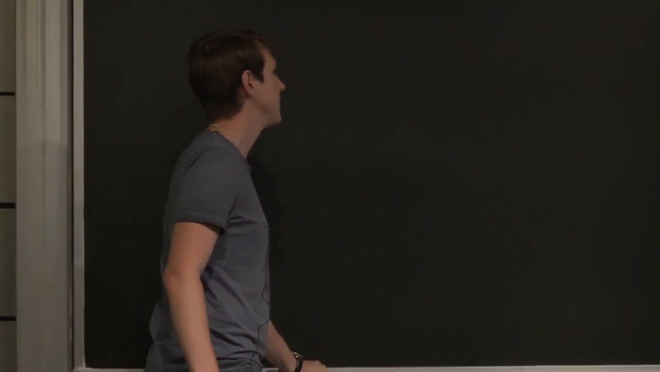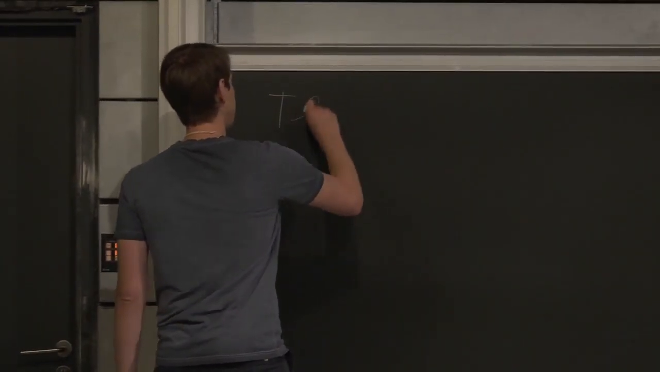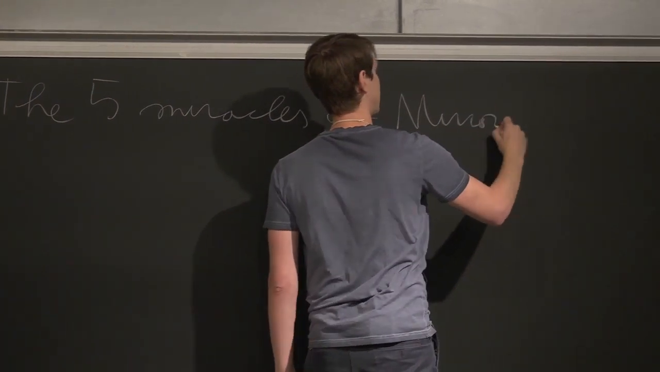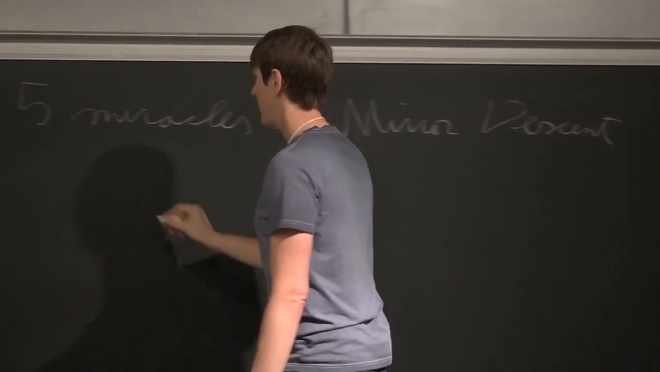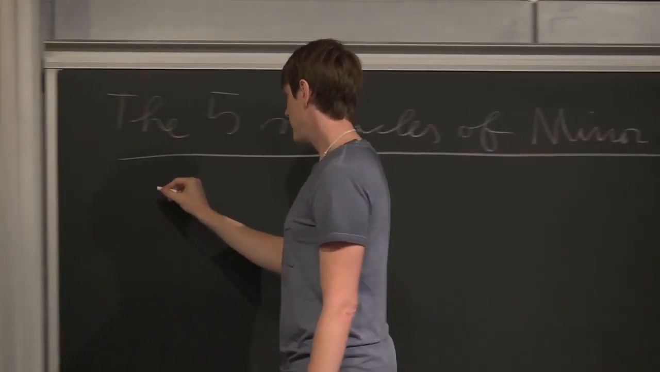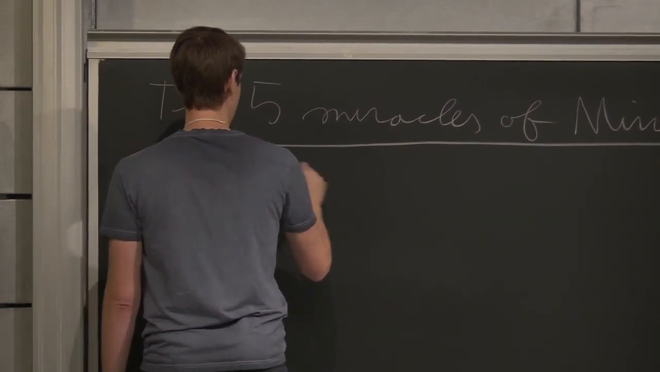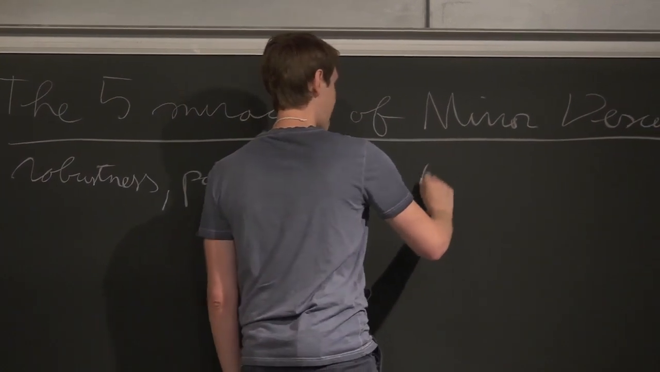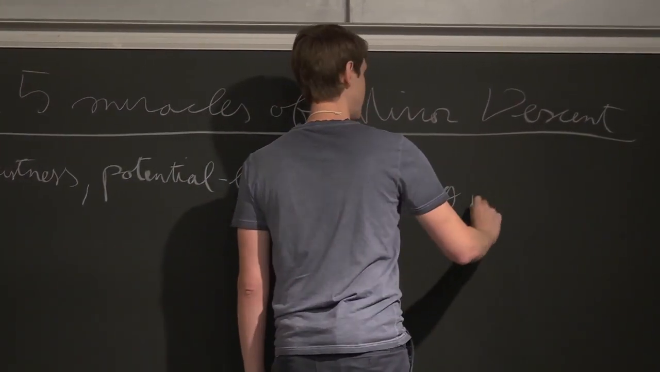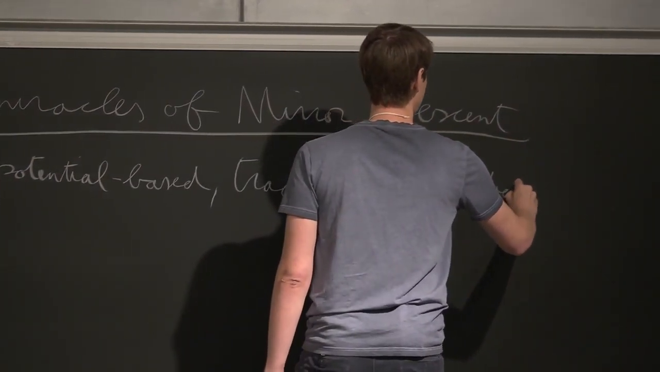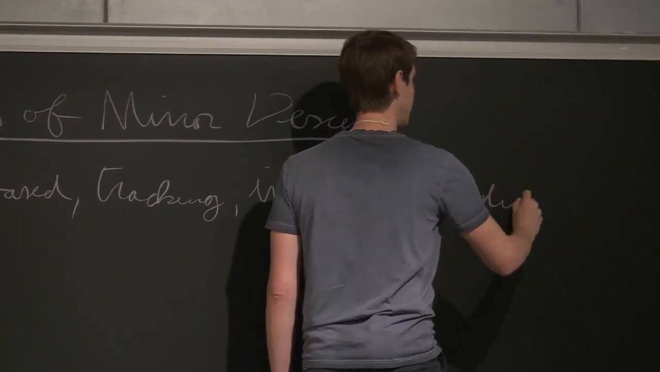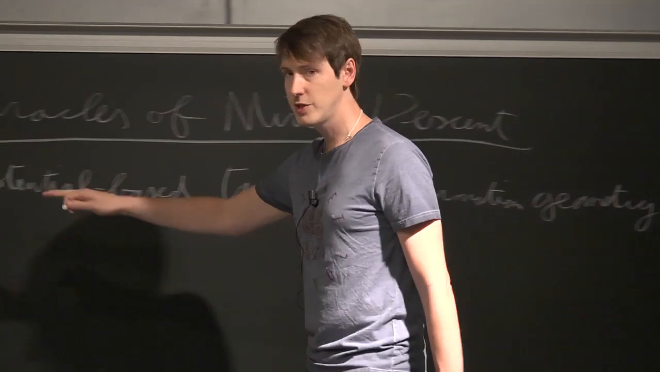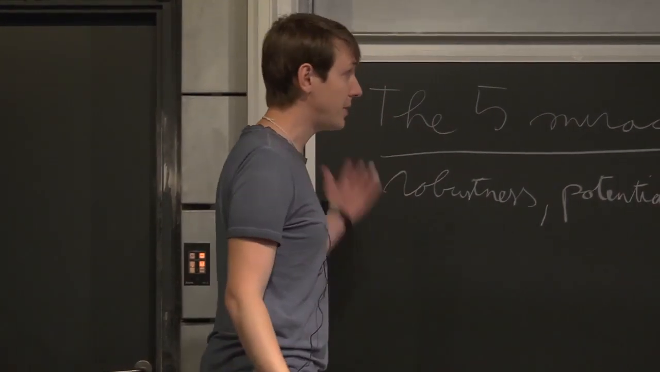So the new title of the mini course is the 5 miracles of mirror descent. Okay, and the 5 miracles are going to be the following: robustness, potential based, tracking. I will explain all of those things. A certain type of information geometry. And finally, adaptivity. So again, basically each day I'm going to cover one of those miracles and some application of it.